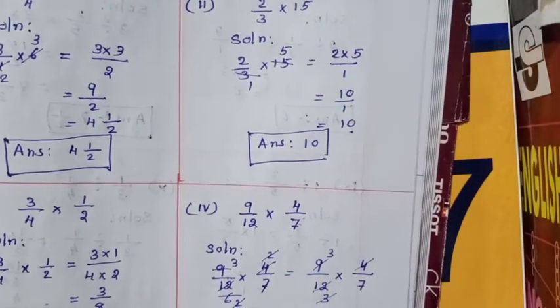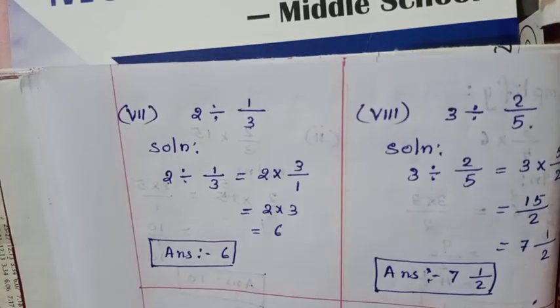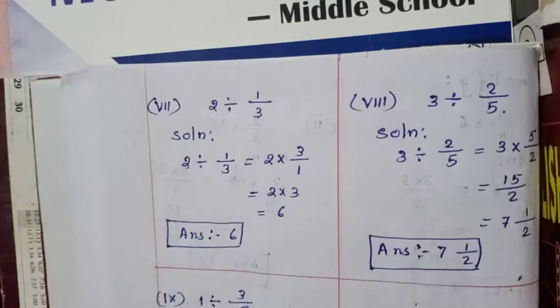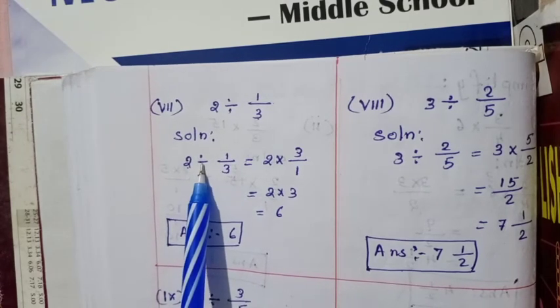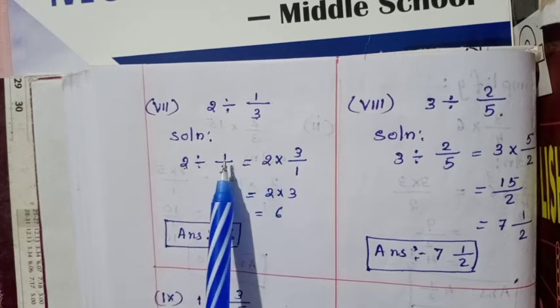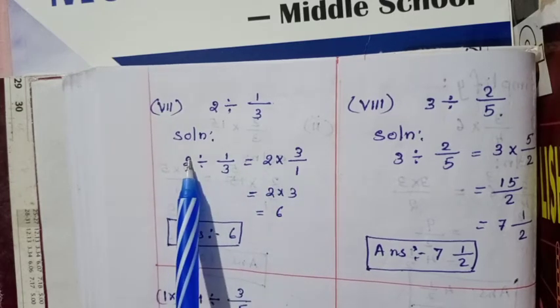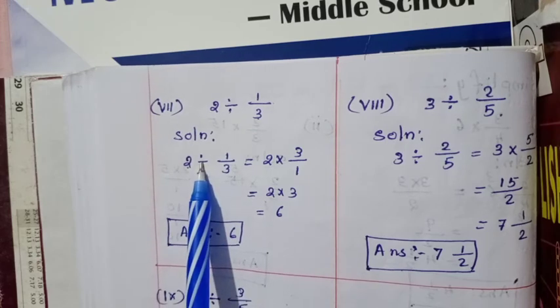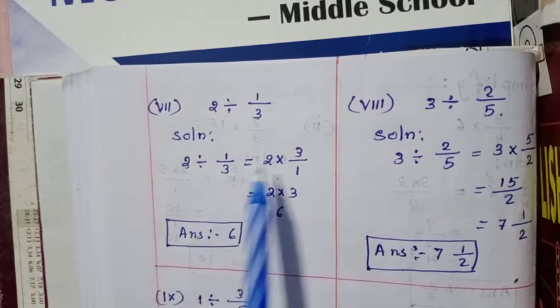Next question. Number 7. 2 divided by 1 by 3. Here is only division. Usually we do not do division. Instead of that, we multiply only, and take the reciprocal. After the division symbol, whatever the number is, you have to take its reciprocal. So the division sign we change to multiplication. 1 by 3 reciprocal is 3 by 1.